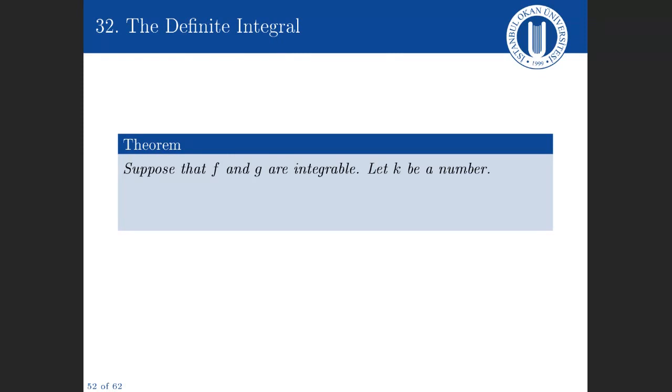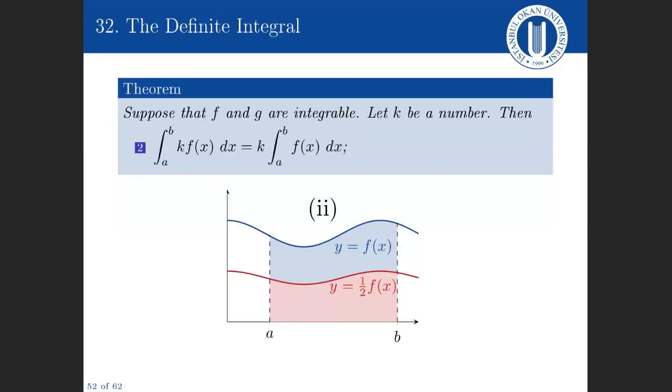Theorem. Let's suppose we have two integrable functions, and let's suppose we have a number k. I want to run through some rules. Let's suppose we wanted to swap the positions of the limits of integration. We could swap these around. It's allowed to swap a and b around as long as we put a minus sign in front. If we have a function, if we multiply it by a number, we can take the number k outside of the integral. This is the constant multiple rule.